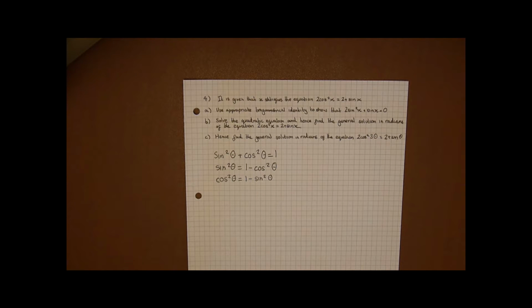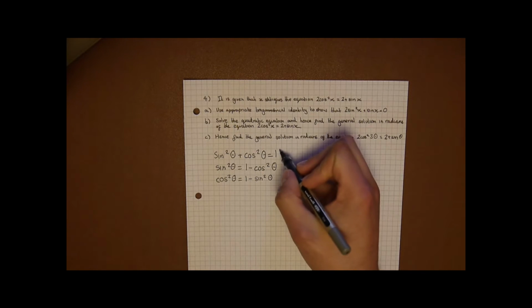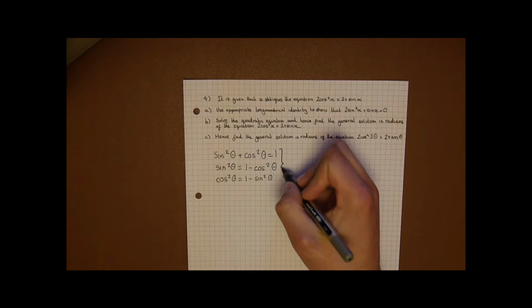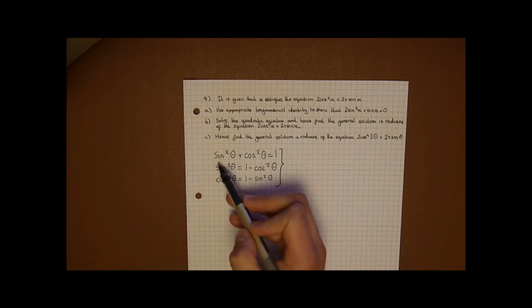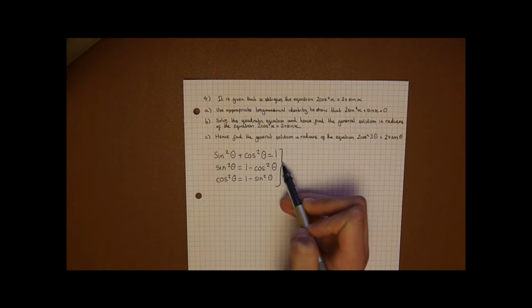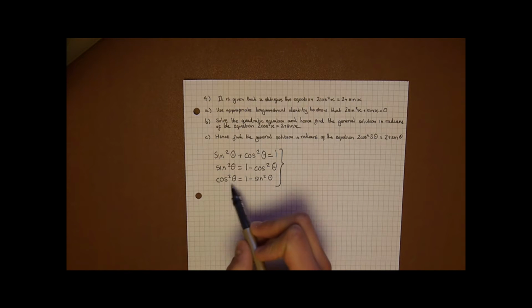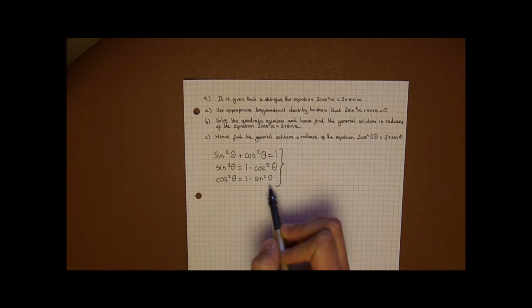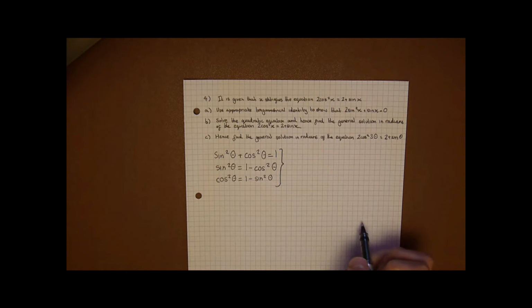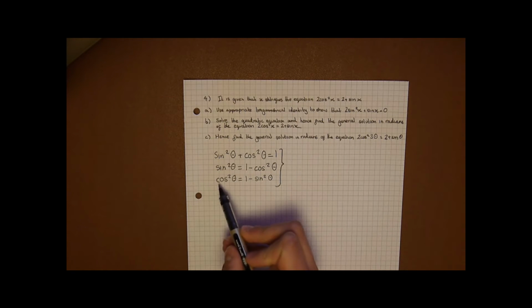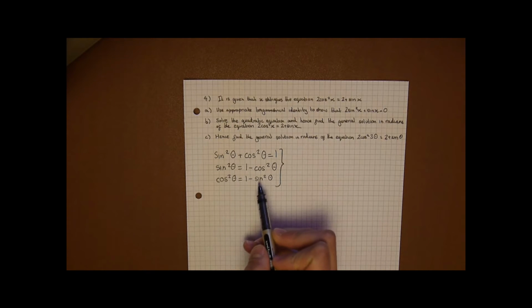As you can see on this piece of paper, or hopefully you can see, I have written out all the different ways this can be put. I've got sine squared theta plus cos squared theta equals 1, sine squared theta equals 1 minus cos squared theta, and cos squared theta equals 1 minus sine squared theta. For this one, we need to make use of cos squared theta equals 1 minus sine squared theta, because we're going to substitute that into the equation up there.